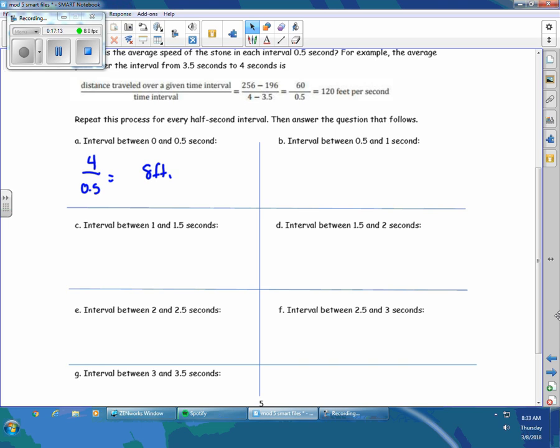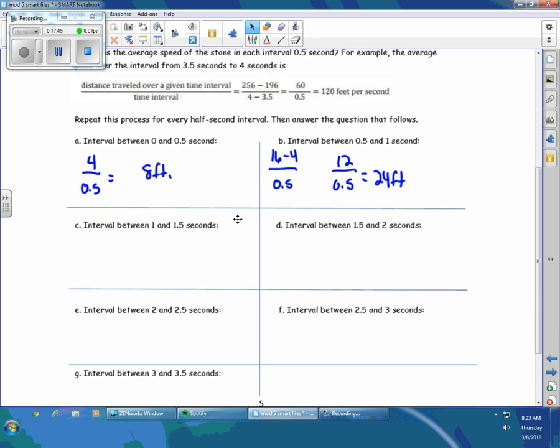Part B, the interval between 0.5 and 1. At 1 second, we're at 16. At 0.5, we are at 4, so 16 minus 4, and divide that by the time interval, which again is 0.5. So 16 minus 4 is 12, and 12 divided by 0.5 is going to be 24 feet per second.